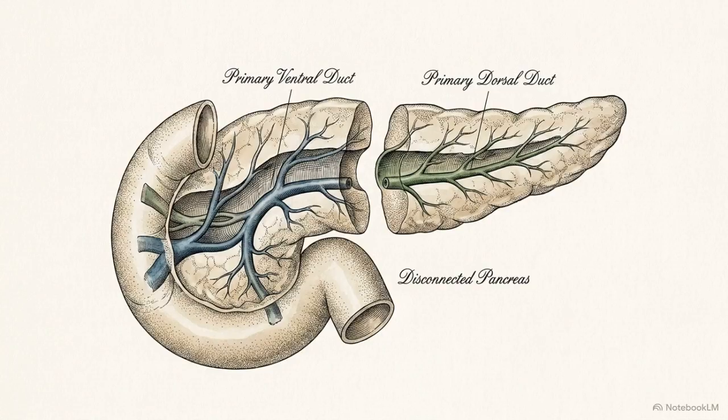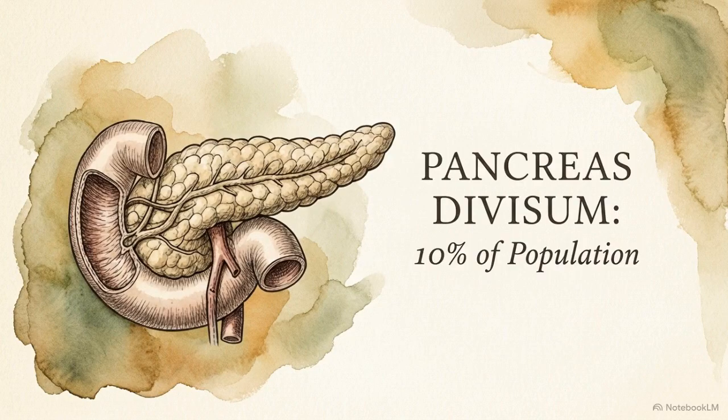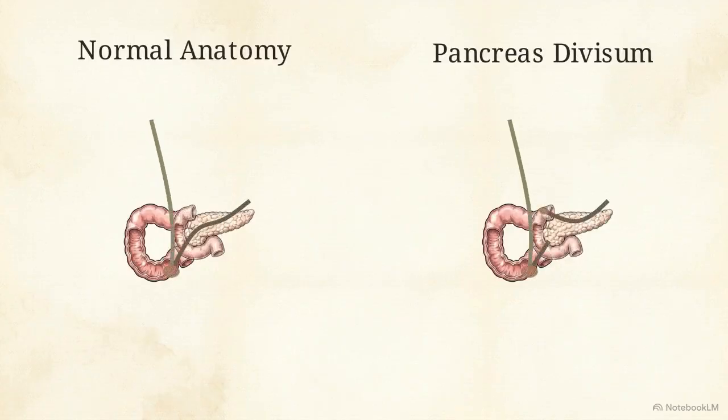and tail. When the parenchymal tissues fuse but their respective primary ducts fail to connect, a condition known as pancreas divisum occurs. It is the most common anatomical anomaly of the gland. In divisum, the large dorsal duct is disconnected, forcing most exocrine fluid through the undersized minor papilla. This narrow aperture creates a structural bottleneck and obstructive pressure. Therefore, divisum must be excluded in patients with idiopathic recurrent acute pancreatitis.